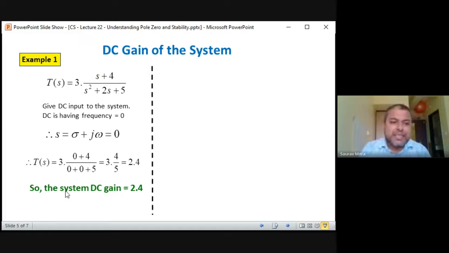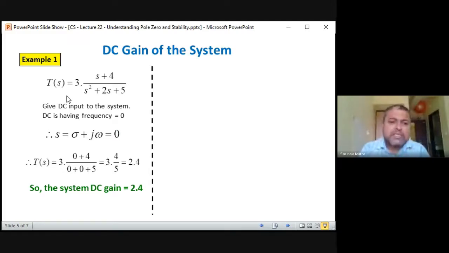Not similar, but I'm trying to draw a kind of same analogy. That means you put S equal to 0 in the system, that is, zero frequency, which means DC in the system, and whatever value of T(s) you find is called the DC gain of the system.